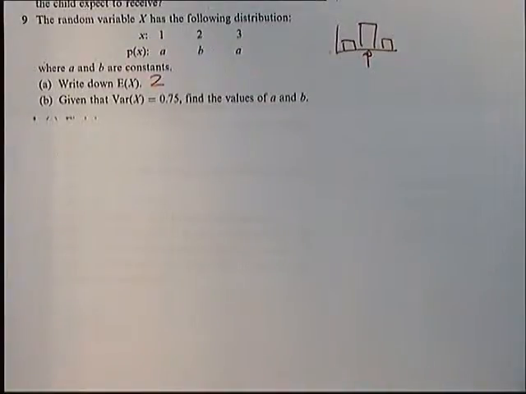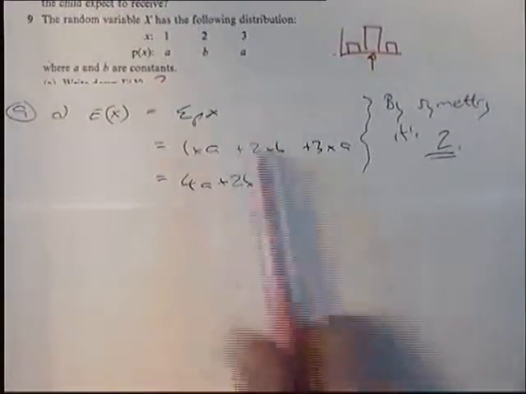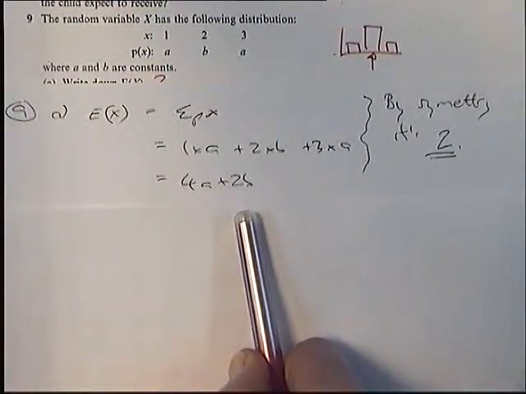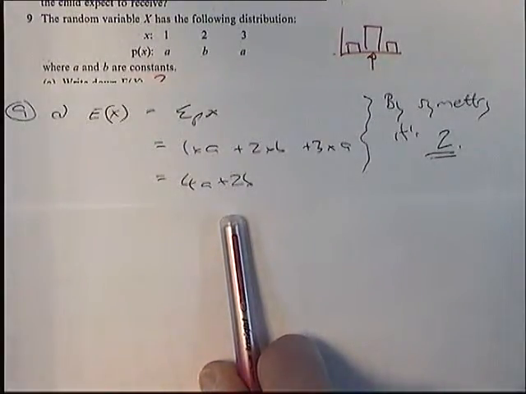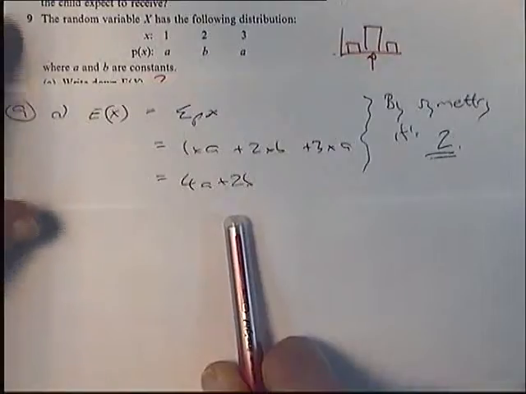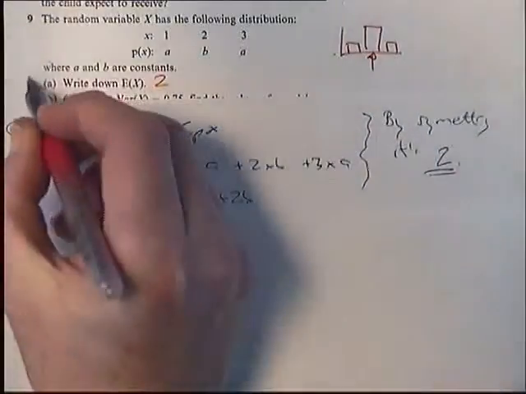If there's one thing you learned from this part of the lesson today, if you see an A-level question where it says write down, you really shouldn't have to be doing sums. You should just be able to look at it and see. That was the clue. If you didn't do it by symmetry, you'd have probably done it by the formula, adding up each probability times its x value, and you'd have got 4a plus 2b. That is not wrong. That is still a right answer. But it just makes life more complicated when you get further into the question. Okay? I'll say that's 1 mark for part A.